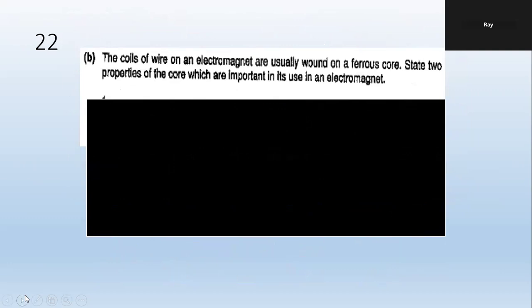The coil of wire in an electromagnet is usually wound on a ferrous core. State two properties of the core which are important in its use as an electromagnet. Easily to magnetize, is it? Is that one of them?